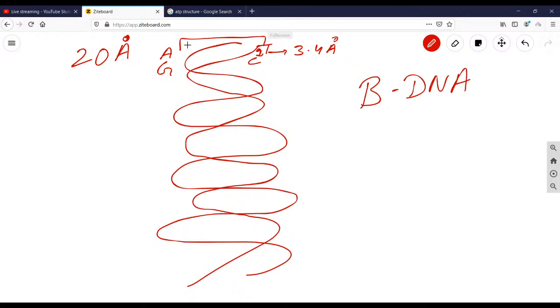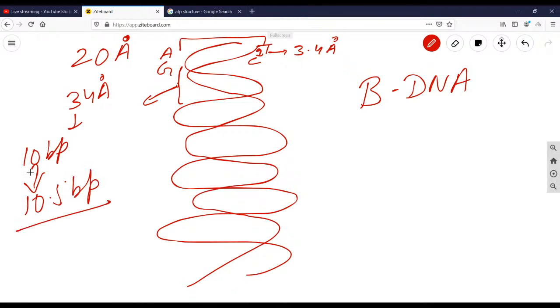In each turn, there are 10.5, or you can say 10 base pairs. So each turn is 34 angstrom, one turn is 34 angstrom, meaning 10 base pairs per turn. Really, it is 10.5, but we can take it as 10, a round figure, for simple understanding.